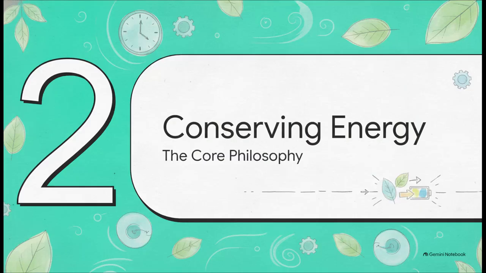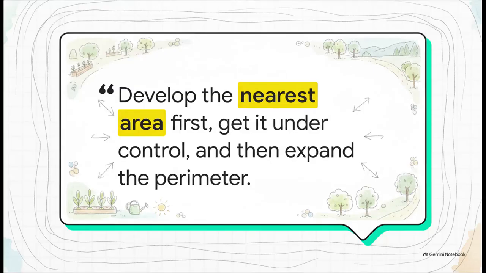Moving on to Section 2, conserving energy and time. Let's look at the core philosophy of why we even bother creating these specific spatial boundaries in the first place. Permaculture co-founder Bill Mollison hit the nail on the head when he said the golden rule is to develop the nearest area first, get it under control, and then expand the perimeter. You see, permaculture isn't just gardening. It's this profound energy and time conservation matrix that works with natural human flows, instead of fighting against them.